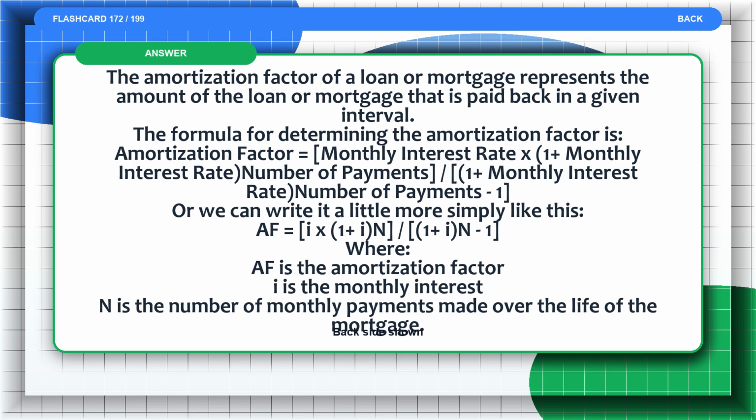The formula for determining the amortization factor is: amortization factor equals monthly interest rate x (1 plus monthly interest rate)^number of payments divided by (1 plus monthly interest rate)^number of payments minus 1, or we can write it a little more simply like this: AF equals I x (1 plus I)^N divided by (1 plus I)^N minus 1, where AF is the amortization factor, I is the monthly interest, N is the number of monthly payments made over the life of the mortgage.